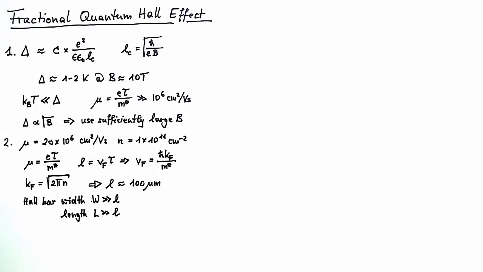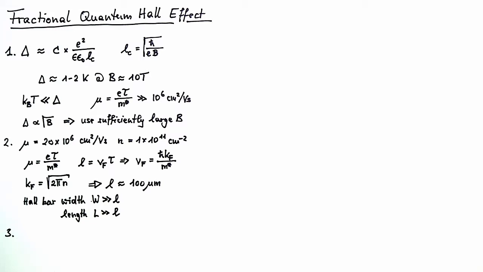In order to answer this question, we have to come back to our theoretical description of the fractional quantum Hall effect. And in particular, we will look at the composite fermion picture, which essentially states that the fractional quantum Hall effect is the integer quantum Hall effect of composite fermions, and composite fermions consist of an electron with two flux quanta attached.